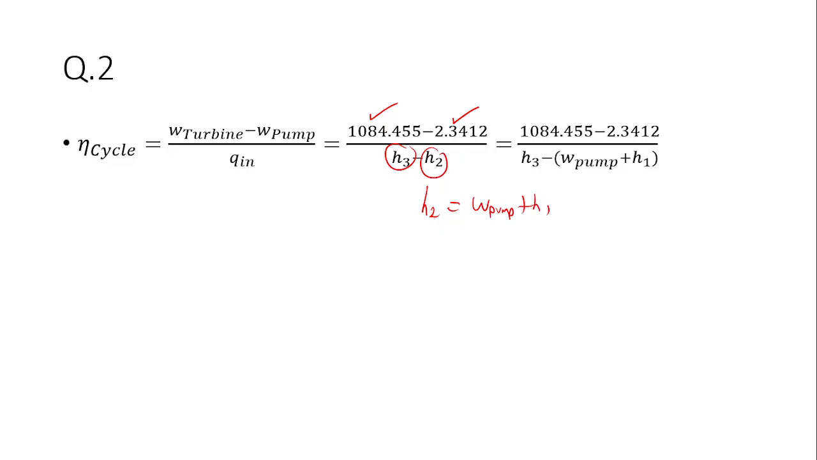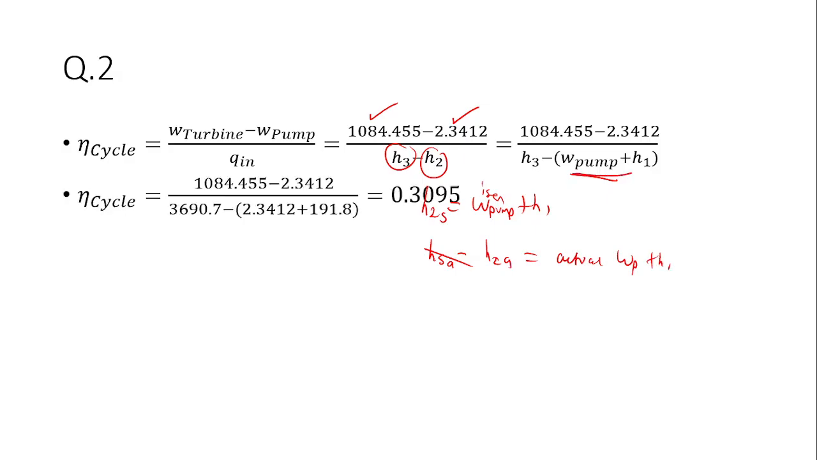So what we are going to do is find H2. We'll take the work of the pump, the actual pump work, right? If we use the isentropic pump work, we would find the isentropic value at point 2, right? So if this was the isentropic pump work, if we want the actual H2, then we need to use the actual pump work, then plus H1. So that's what we've done over here. Let me clean this. So we just put in the values, then we can find the efficiency of our cycle.